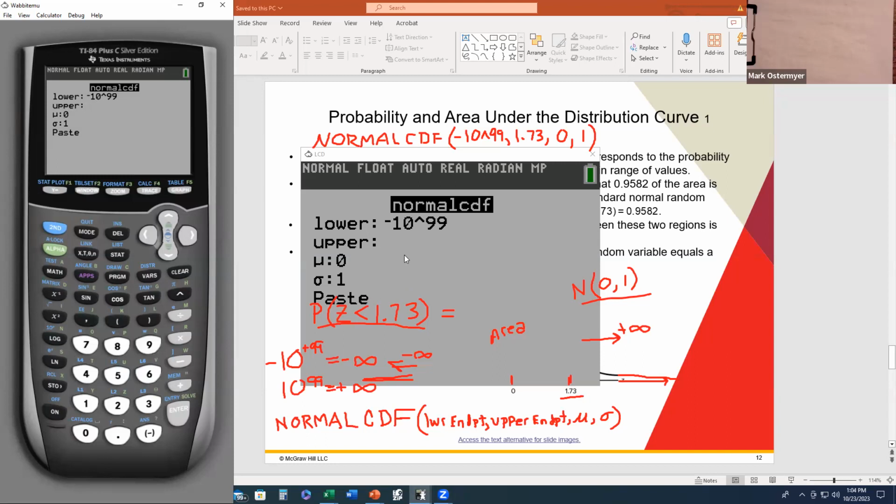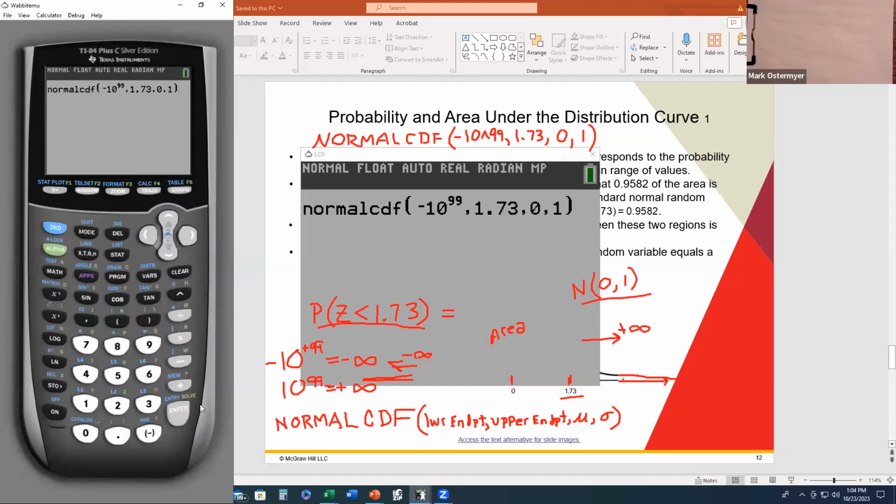Upper endpoint is 1.73. Notice the default values for mu and lowercase sigma are 0 and 1, so your default normal distribution is the standard normal distribution. Hit enter, enter, enter. Some of your calculators have it laid out horizontally, where you have to populate your argument list this way. Just make sure you separate your values with commas. Hit enter, and we'll compute that probability. It should be about 0.9582.